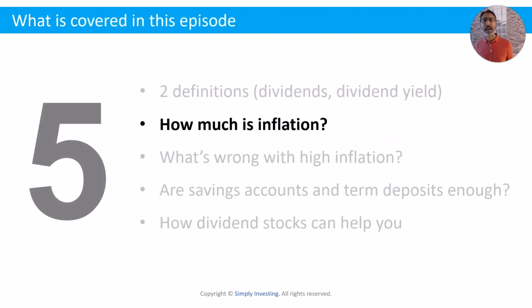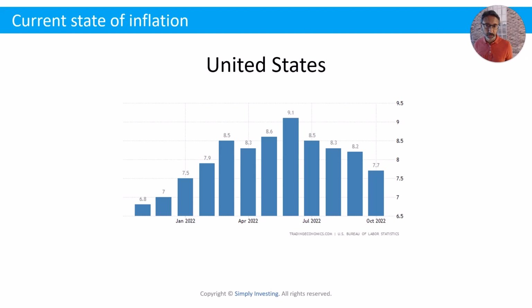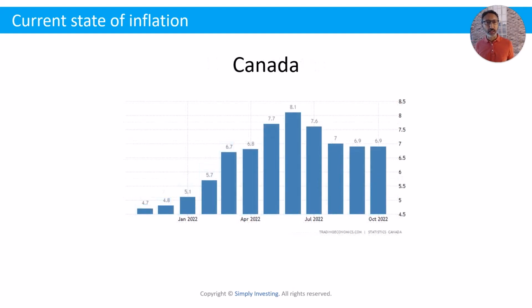Now let's take a look at how much is inflation today. Now, as of this recording in December 2022, let's take a look at the United States first. On the screen, you can see the inflation numbers for every single month. The most recent numbers that we have available from the US Bureau of Labor Statistics is 7.7%. Previous month was 8.2. Now it's at 7.7%. In Canada, the numbers come to us from Stats Canada.